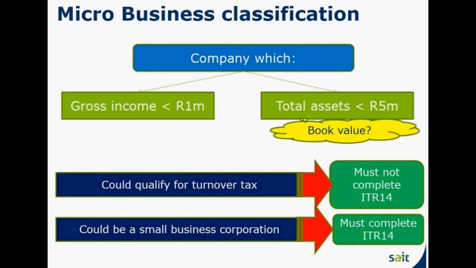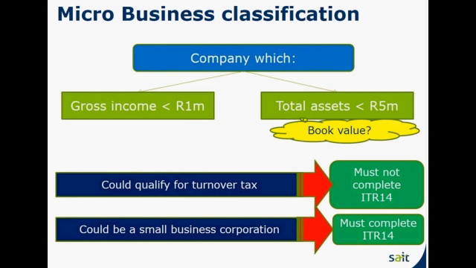Now, seeing gross income of less than R1 million, it might also qualify for turnover tax. If the company is registered as a micro business for tax purposes, it does not complete the ITR14 form, it must complete the turnover tax forms. And it could also be that this company is a small business corporation. In that case, the ITR14 form must still be completed. I'll talk about small business corporations in more detail in the next section.